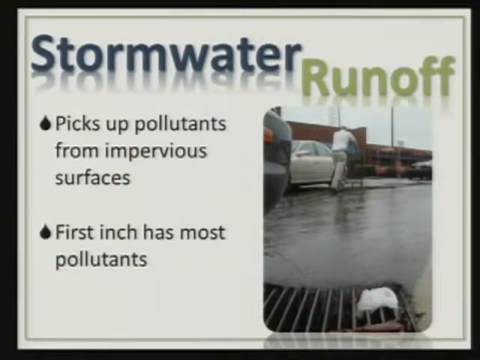As our rainwater hits the ground and picks up pollutants, it becomes stormwater runoff. And so any contaminant that is found on these impervious surfaces is carried away into our storm drains. It's also important to note that the first inch has the highest concentration of pollutants. We call this the first flush, and we want to make sure that the practices we put in to treat stormwater runoff can treat this first inch of rain because it's the yuckiest.